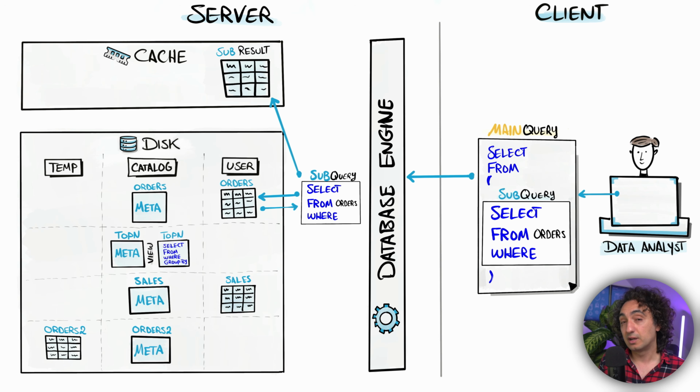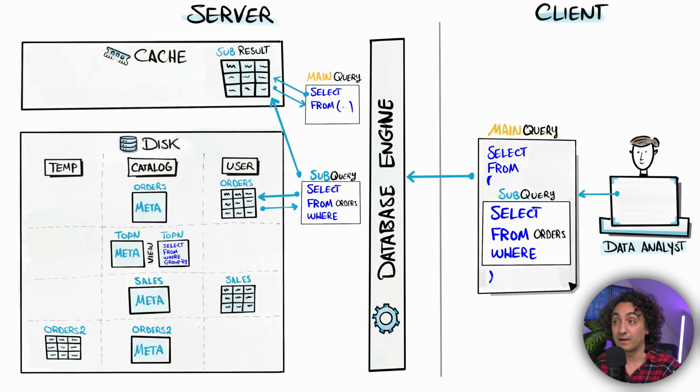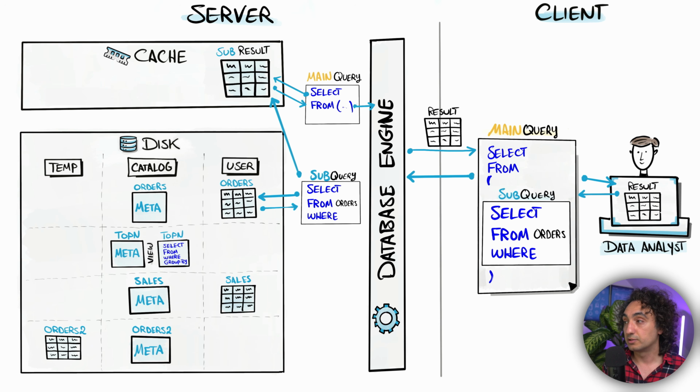In this scenario, the main query depends completely on the result of the subquery, so it interacts with the cache storage. That means the data is retrieved very fast from the result of the subquery. Once it's done, it forwards the result to the database engine, and the database engine forwards the results to the client side, where you will find the final result.